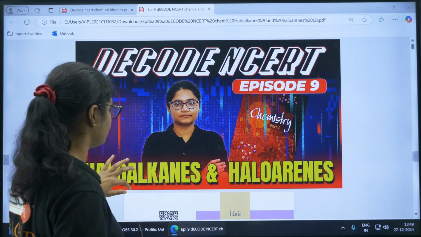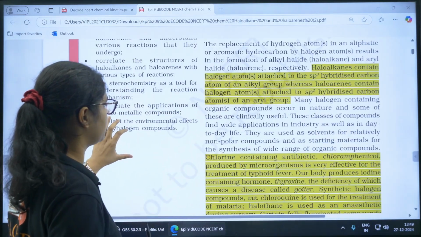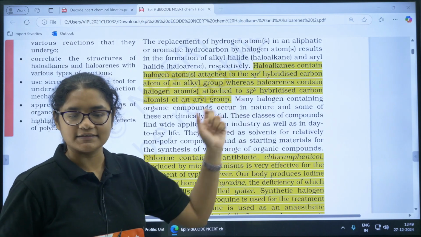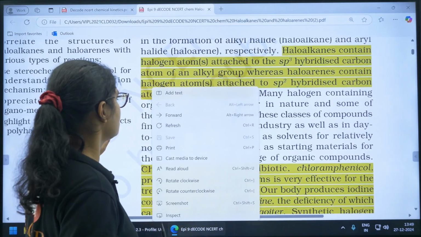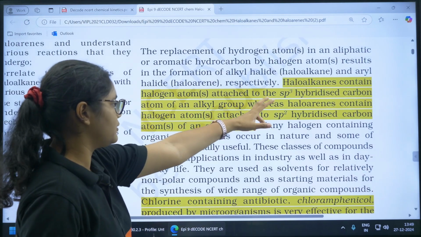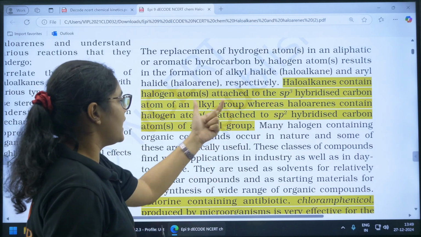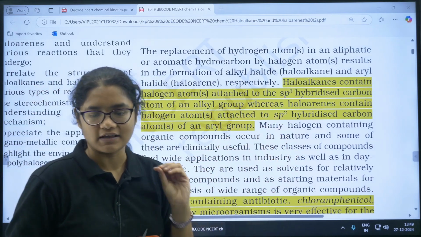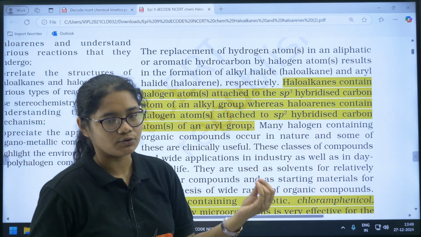So the haloalkanes and haloarenes chapter is what we are going to discuss today. The first thing you need to highlight is this particular paragraph where it tells about the hybridization of the carbon. In haloalkanes there is sp3 hybridized carbon and in haloarenes there is sp2 hybridized carbon. This can be a very potential MCQ question.